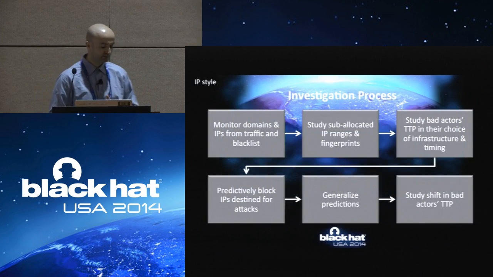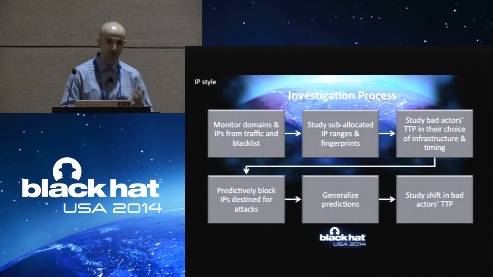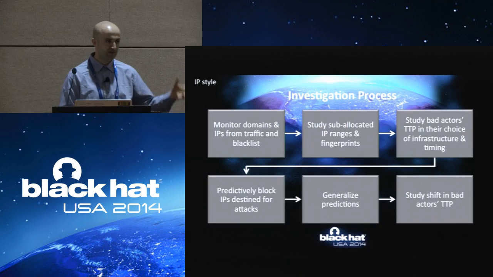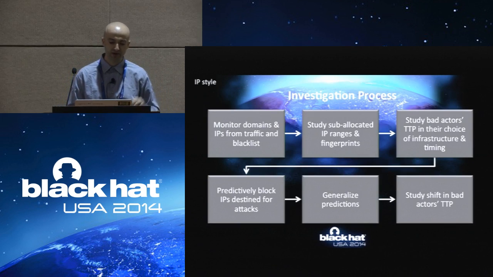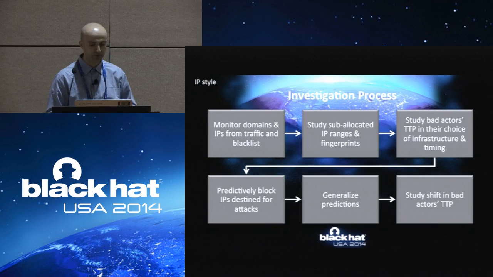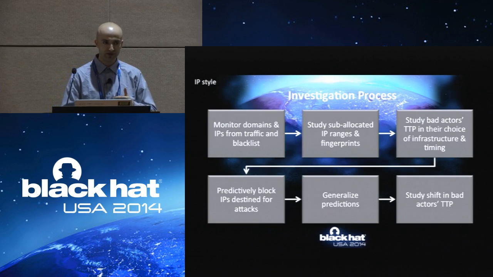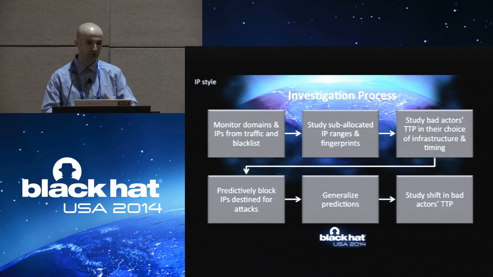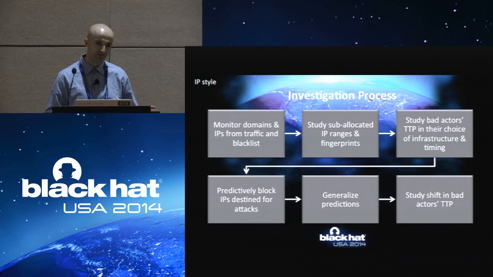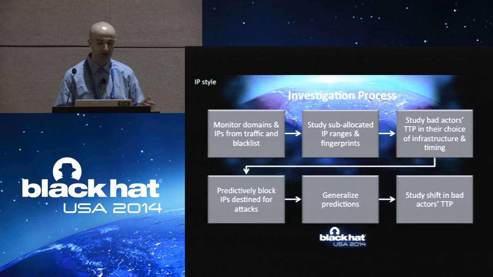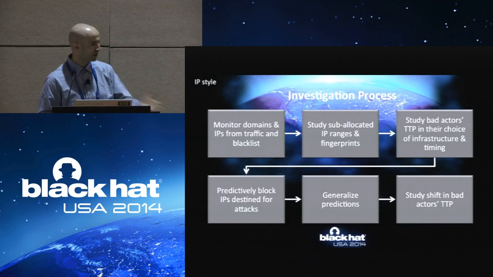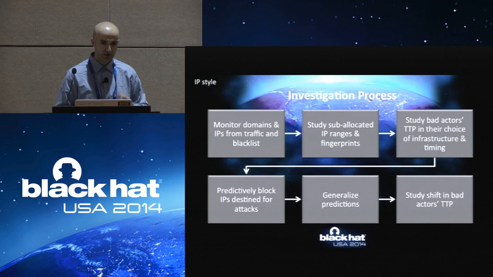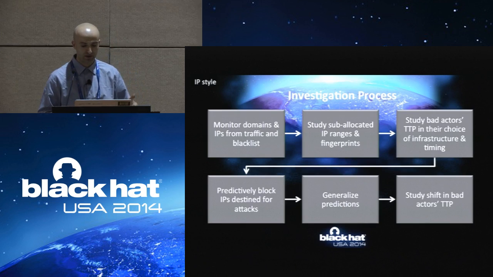So the investigation process goes like this. We monitor domains and IPs, and then we study the sub-allocated ranges where these IPs are living, and then we do fingerprinting of these IPs. With that, we were able to study over time the TTPs of the bad actors, the way they use the infrastructure and the way they time their attacks. Pushing that further, we were able to predictively block IPs destined for attacks, and we could also generalize this to a variety of attacks. And over all of this period, we were able to see how the bad actors were shifting in their behavior.